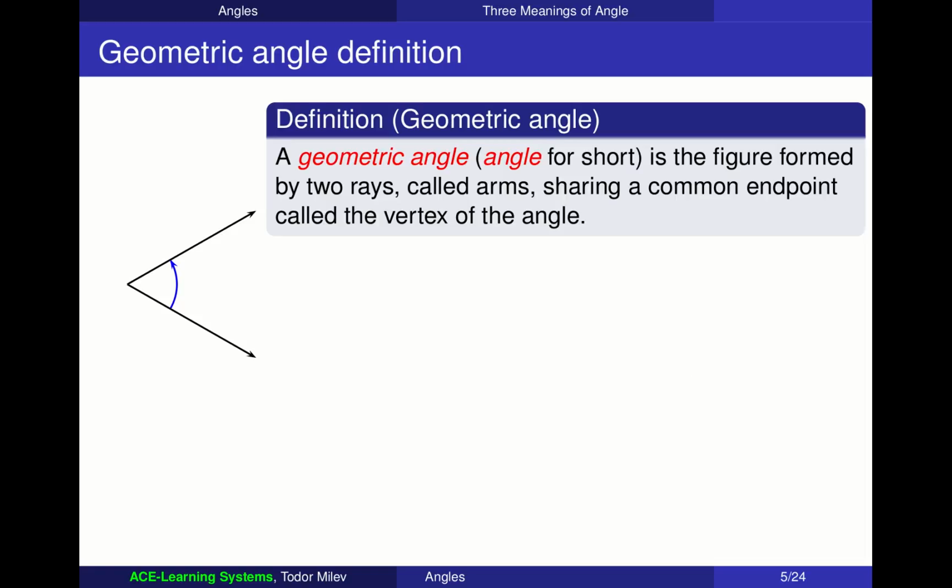Okay, now let's focus on the geometric angle. A geometric angle, or angle for short, is the figure formed by two rays called arms sharing a common endpoint called the vertex of the angle. So these two rays would be called the arms. Those are the arms of my angle. This point here, the start of the two rays, would be called the vertex of the angle.